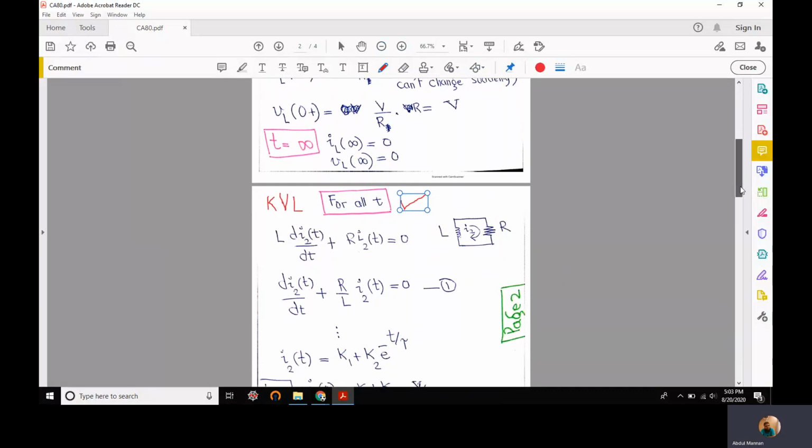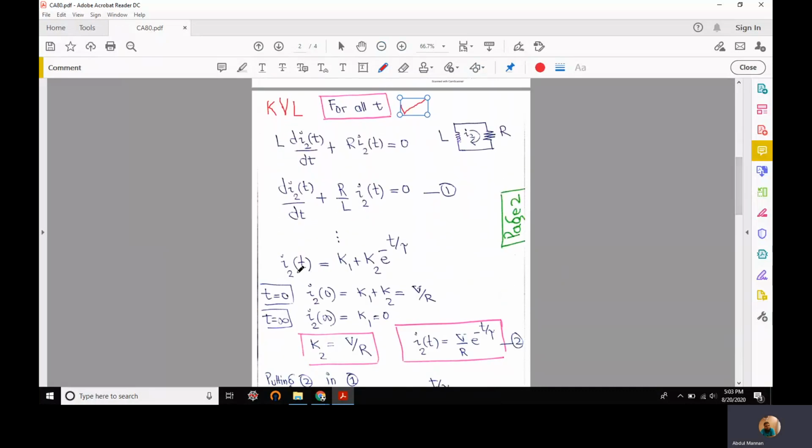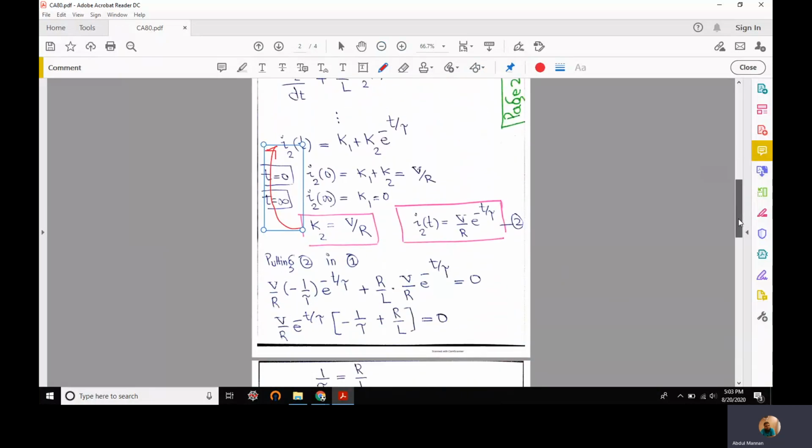And if we solve this, it will take us to a general solution for which we have these unknowns K1, K2 and tau. By putting the values of i at time t equals 0 and at time t equals infinity, it gives us K2 equals V over R. If we put K2 equals V over R in this expression, we get i2(t) is V over R e to the minus t over tau. But we still have one unknown, that is tau.